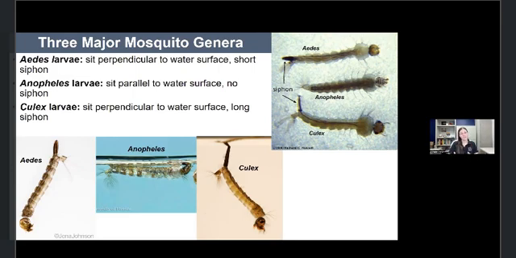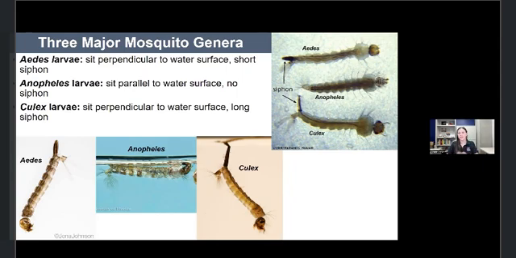Anopheles look very, very different. They sit parallel to the surface of the water because they do not have that air straw. Instead, they have little fan-like structures on their body, which help them bring in oxygen. So it's very easy to tell the difference between an Anopheles versus the Culex and Aedes, which look much more similar. But our Aedes mosquitoes tend to have a shorter, stockier air tube or siphon, and the Culex tend to have a longer, slimmer air tube or siphon.